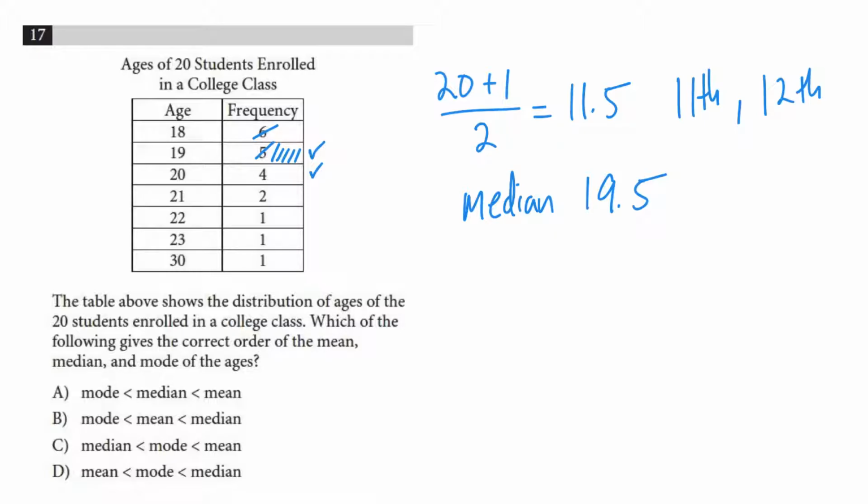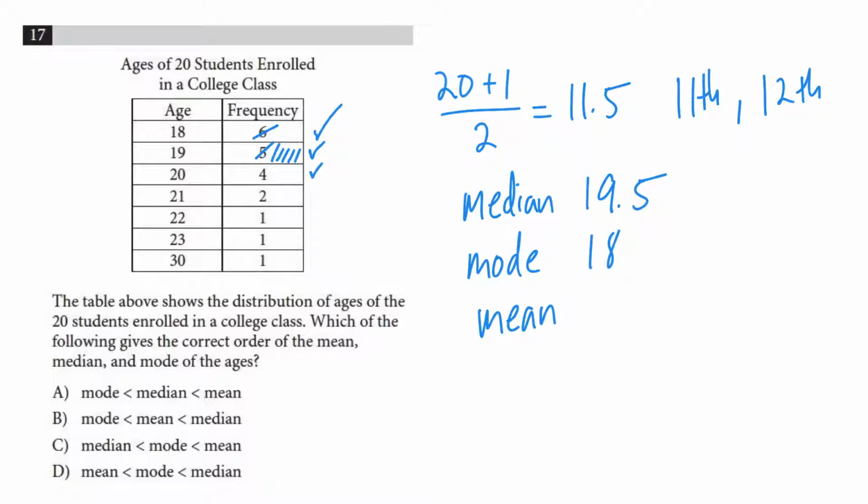The mode is pretty easy. We can look at the frequency table. We see that 18 is the mode, that happens the most often. And the mean is going to be the average. Well, the average is the sum divided by how many there are, and there are 20.